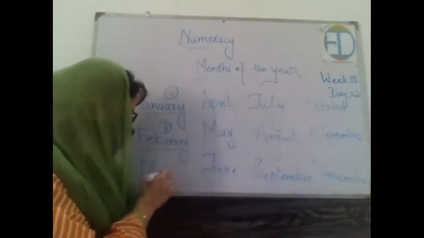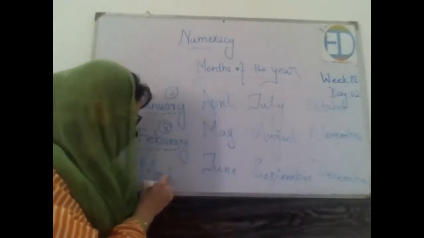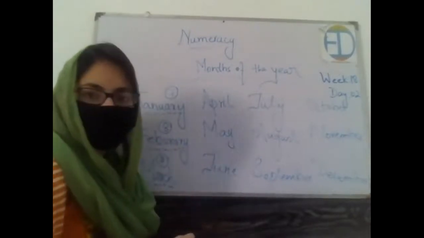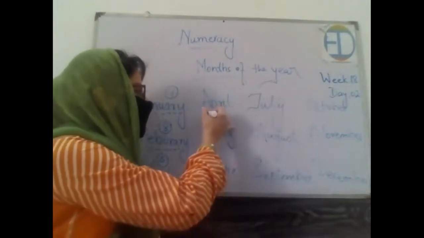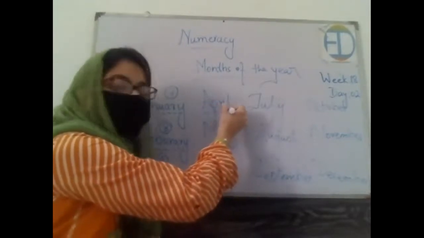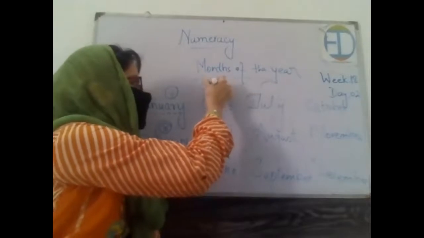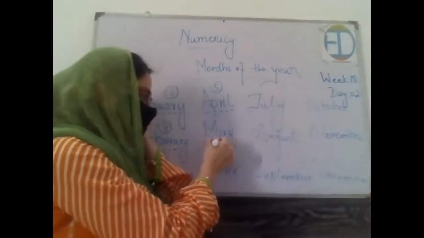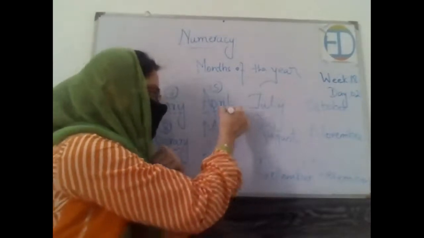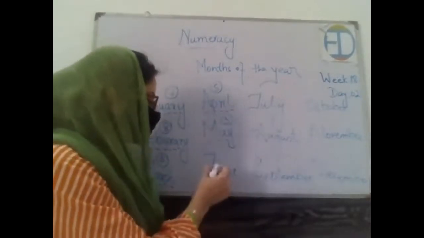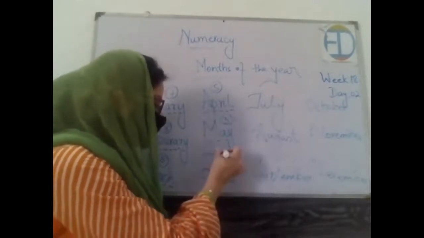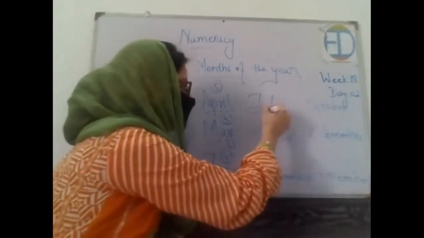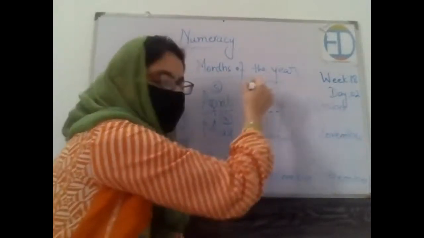Let's move forward. How many in March? 1, 2, 3, 4, 5. So write a small 5 above it. Then we have April. Again, 1, 2, 3, 4, 5, right? So again, write 5 over here. What comes after that? May. May has only 3. Then we have June. June has 4. Then we have July. July also has 4 letters in it.